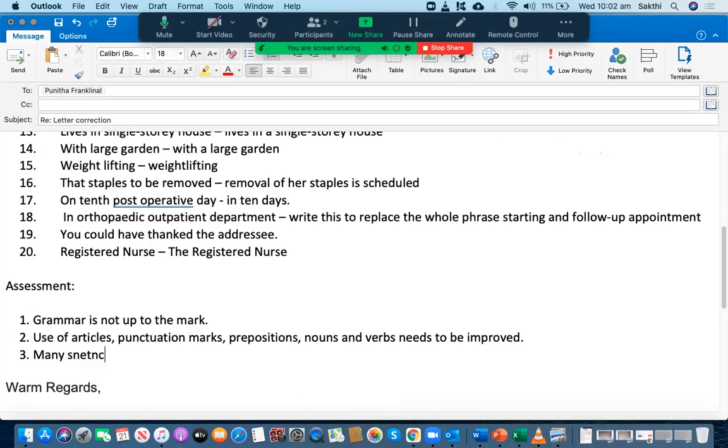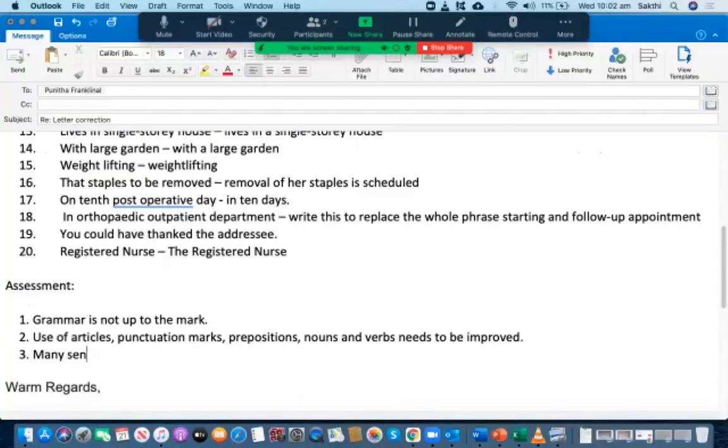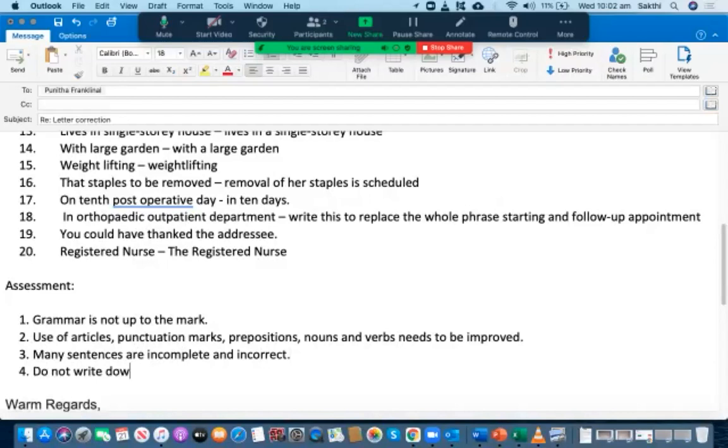Many sentences are incomplete. It's not good. Many sentences are incomplete and incorrect. So you have to focus on this, okay? You have to write down, do not write down longer sentences, please. You have to definitely write down a combination of simple, complex, and compound sentences, but it doesn't mean that you have to write down really longer sentences that can last for maybe 4 or 5 lines. No, it doesn't mean that. Do you understand?